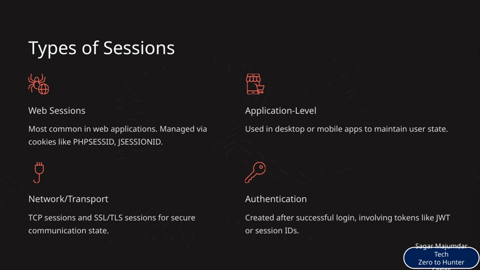Then there are network or transport sessions. These involve TCP sessions and SSL or TLS sessions, which are essential for secure communication between the client and server. They ensure that data transmitted over the network is protected from eavesdropping or tampering. Finally, we have authentication sessions. These are created after a user successfully logs in, often involving tokens like JWTs or session IDs. These tokens help verify the user's identity and grant access to protected resources. Connecting all these points to our overall theme, understanding these different session types is key to grasping how applications manage user interactions securely and efficiently across various platforms.